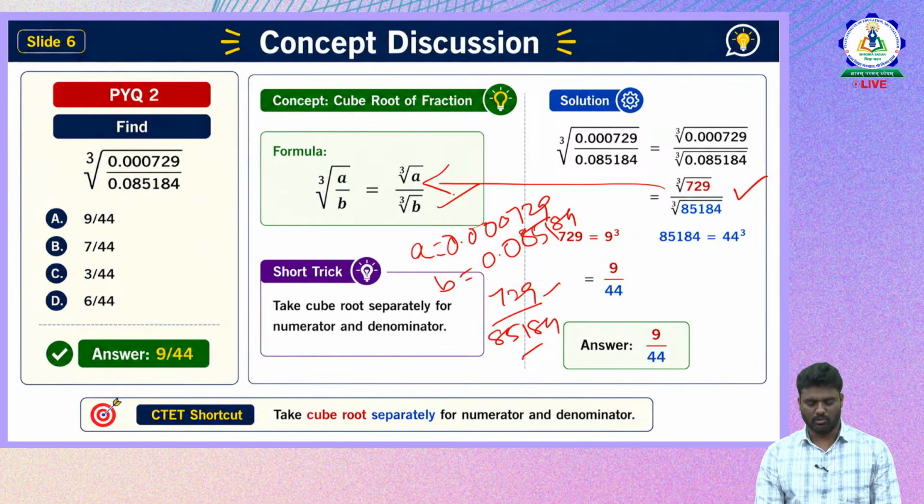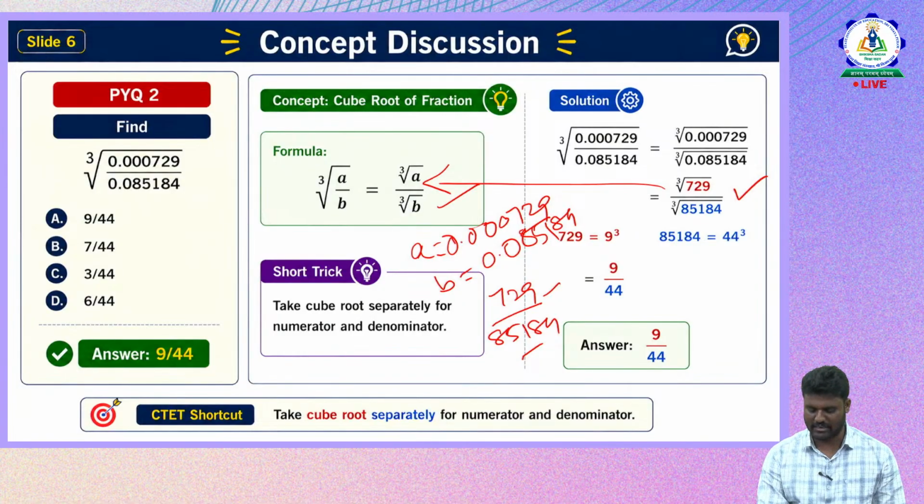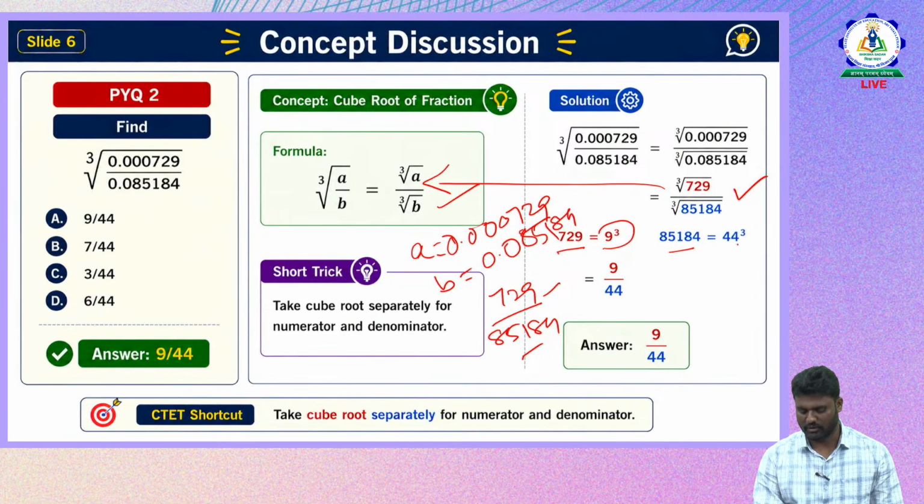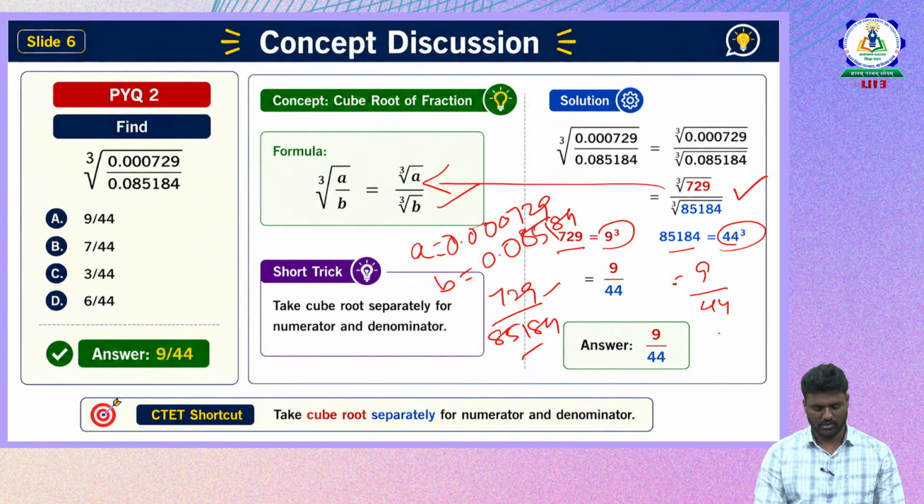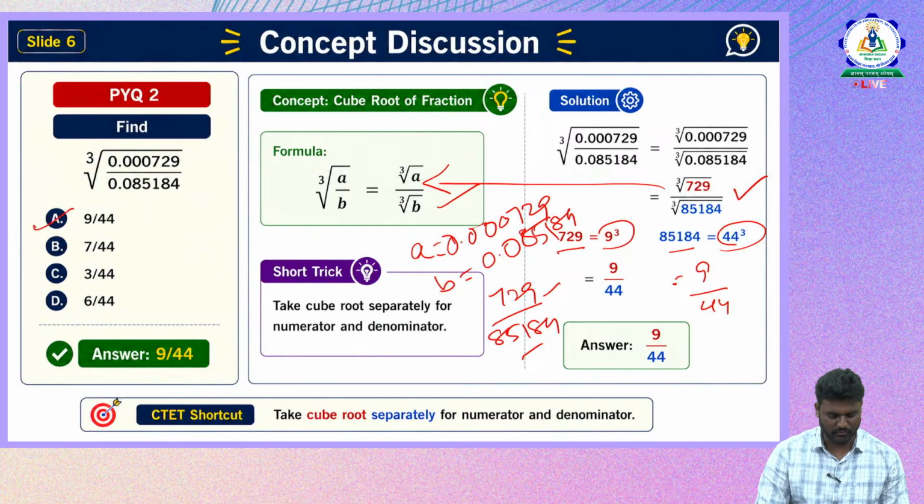Now the value of 729. Let us recall the roots of the cubes. 729 can be 9 to the power of 3. Similarly 85,184 can be the value of 44 cubed. Therefore we can write this one as 9 by 44. Can we check the answer? Option A is 9 by 44.